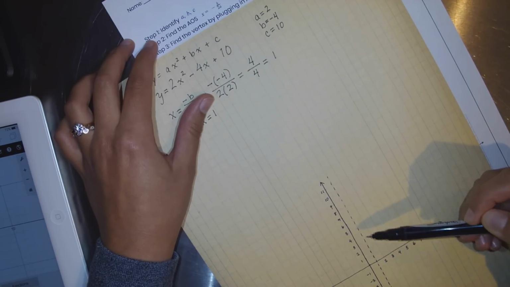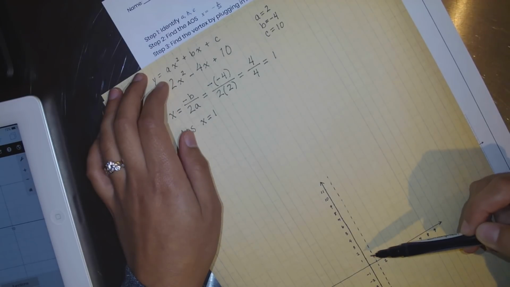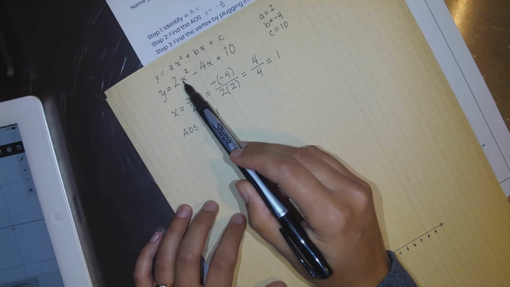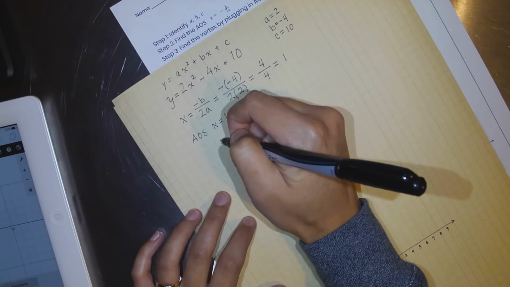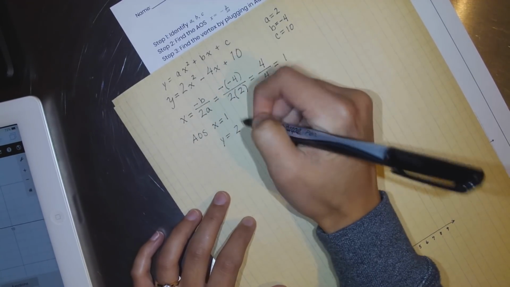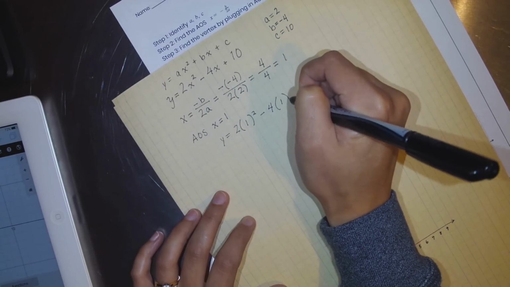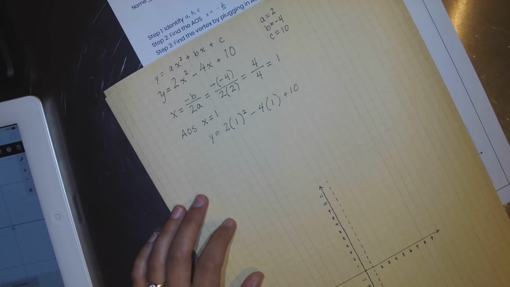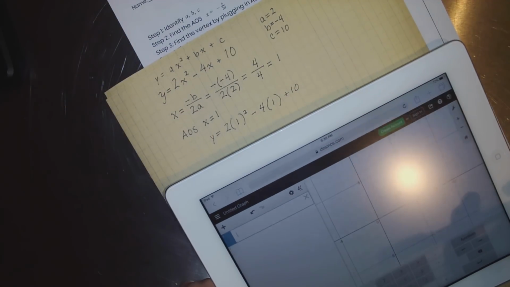So to figure out where on the y-axis we're going to have a point, well, where our y value is going to be for our x equals 1, we're going to plug 1 back into the original equation. So wherever I see x, I'm just going to replace it with 1. So I'll have y equals 2, replace x with 1, squared minus 4 times 1 plus 10. Okay, so you have two options. Mental math could work. You could always do mental math.